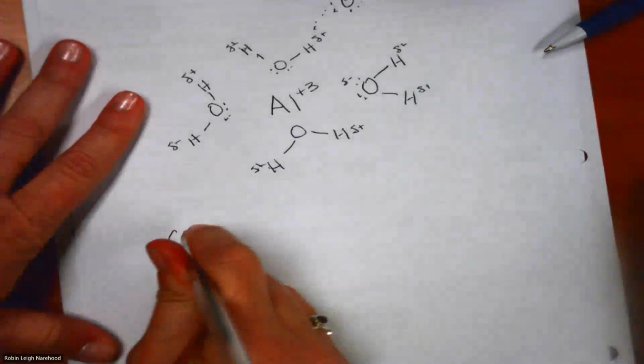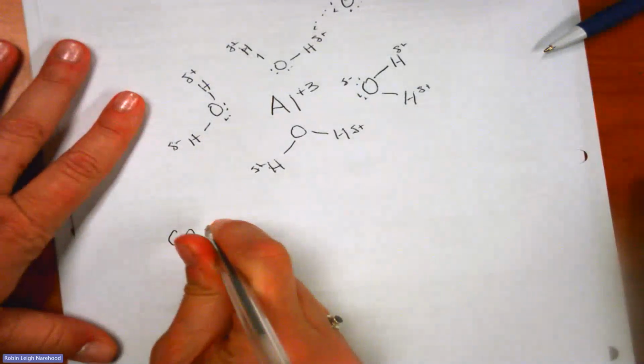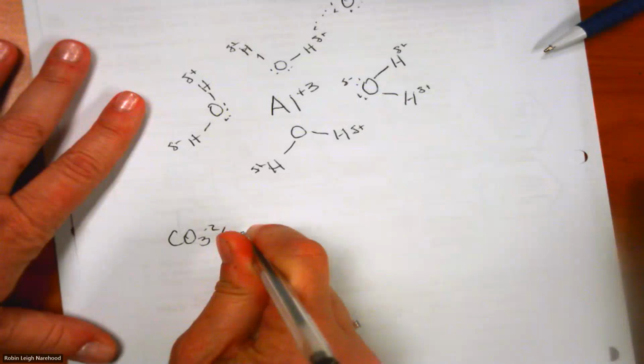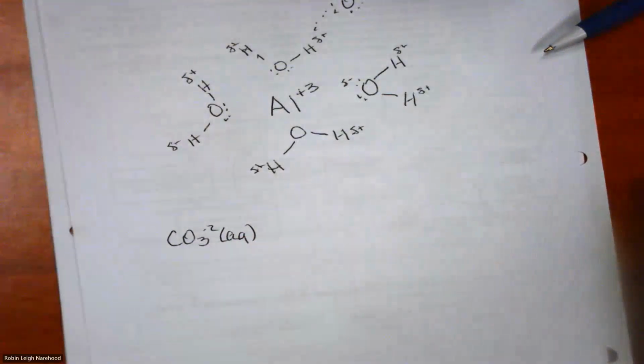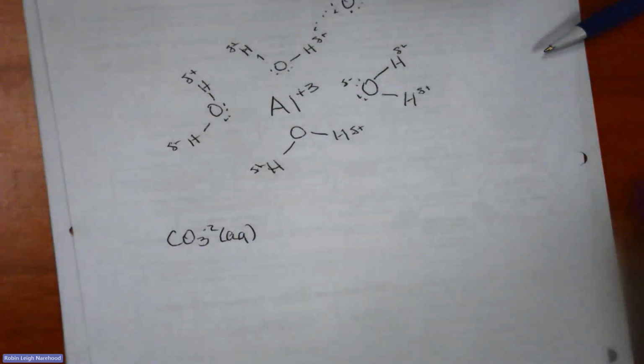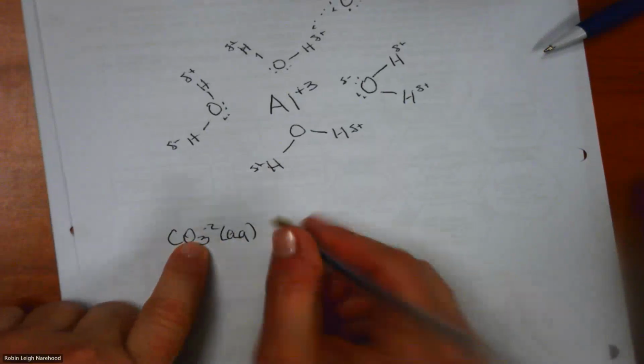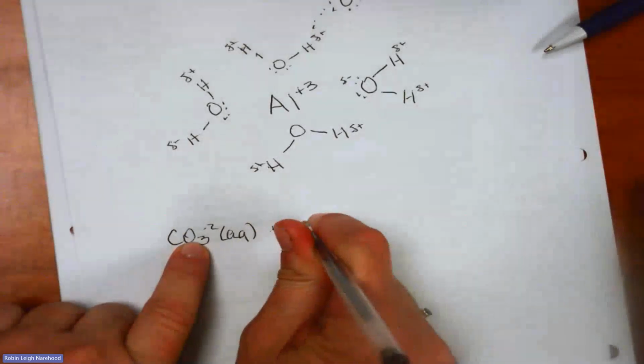So if we take carbonate, this is a completely separate step, this is ionization as it turns into ions. If the ion is a weak base, then you pick up that ion and you write it separately as a weak base.